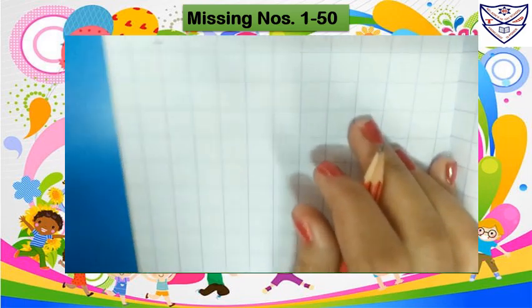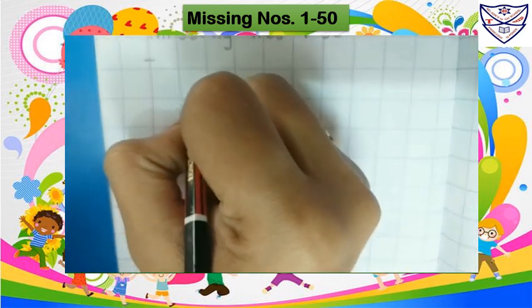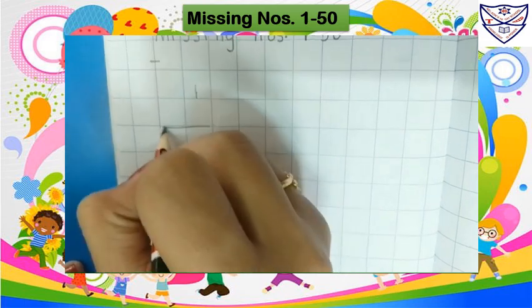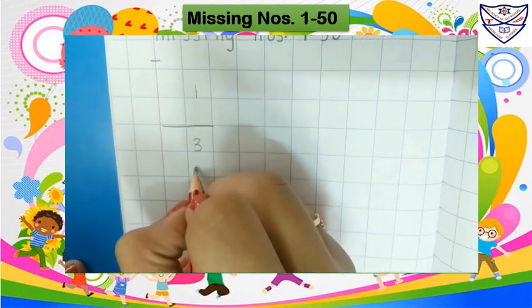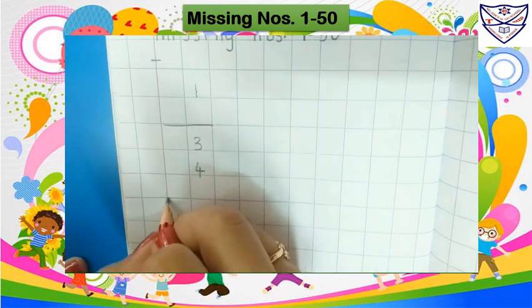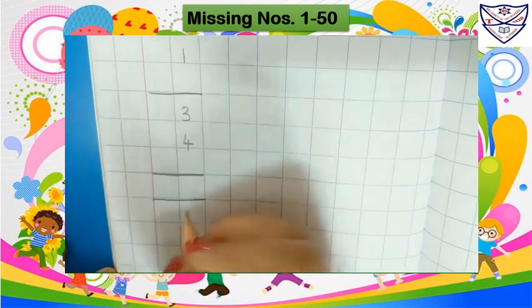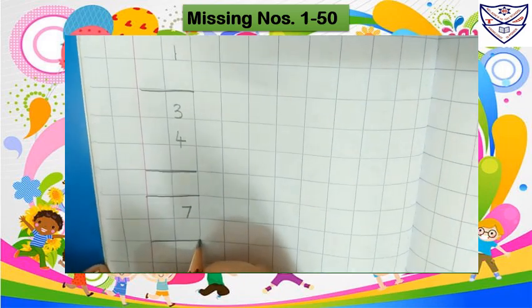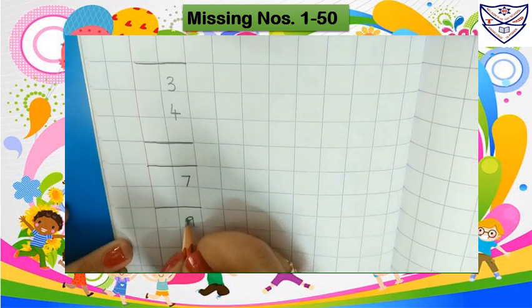Write 1, put small dash in the next box. 3, 4, put small dash in the next box. Again put small dash in the next box. 7, put small dash in the next box. 9, 10.